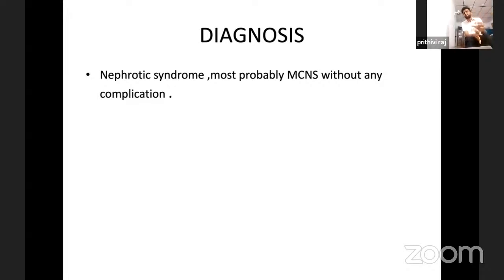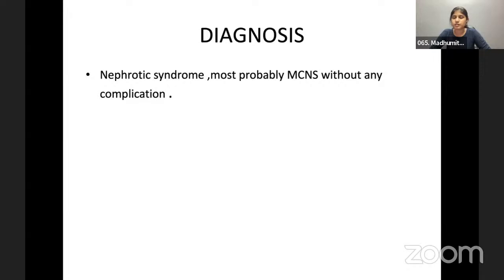As we discussed MCNS, what are the points favoring MCNS? Why are you saying it's an MCNS, minimal change nephrotic syndrome? What are the points which will support your diagnosis? Just tell it and we will wind up the session. In nephrotic syndrome, the most common, 80% of disease, is minimal change nephrotic syndrome. Okay, then.